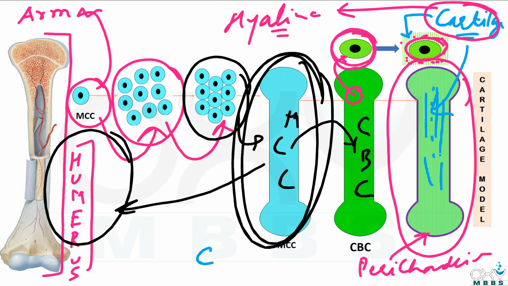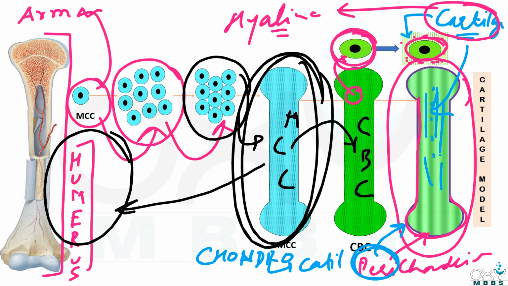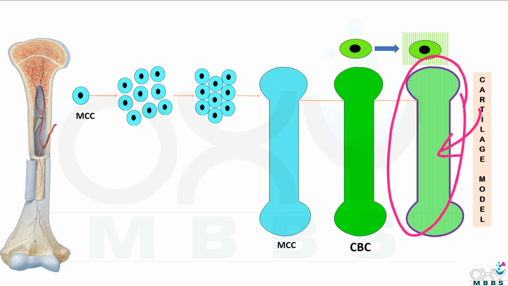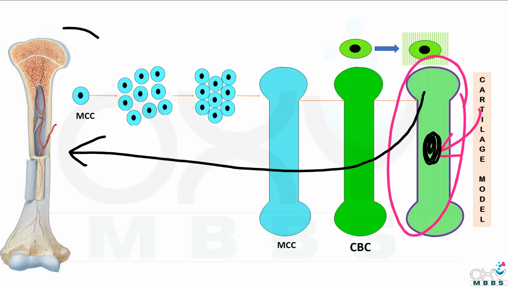perichondrium. As you know, the word chondro is used for cartilage, and peri word is used for something which is present on the periphery side. Periphery means outside. That is why this layer is called perichondrium, and this structure at this stage is called cartilage model. And within this cartilage model, first ossification center will develop, and then after, this whole cartilage model will be converted into this bone.